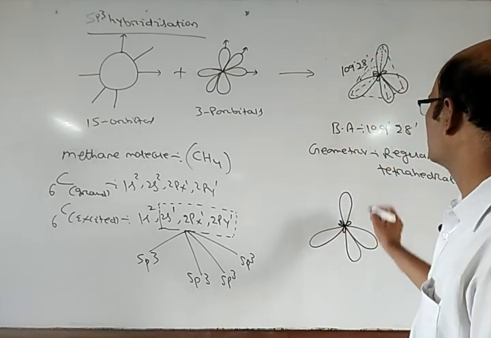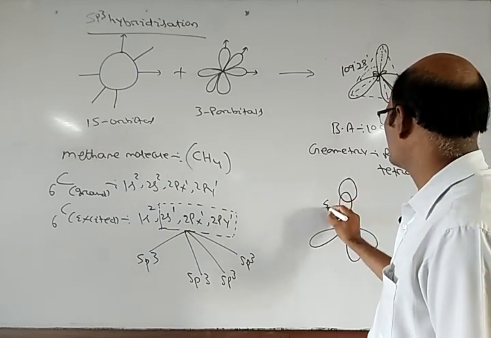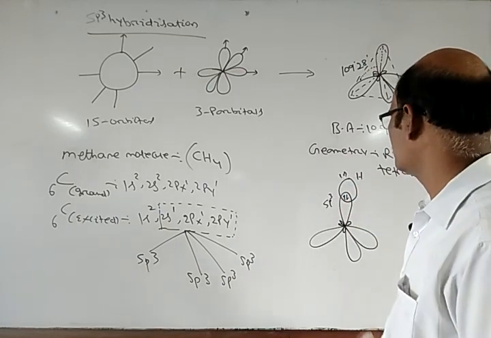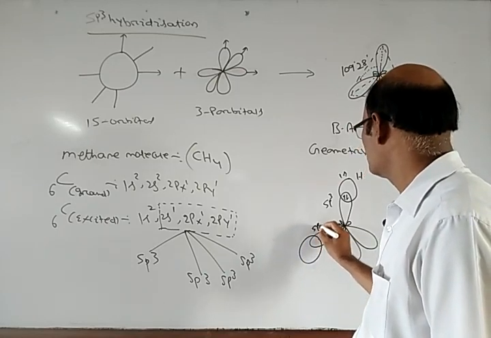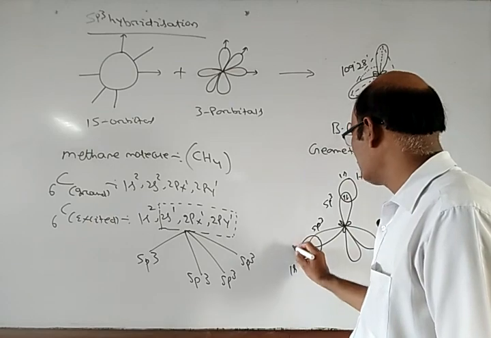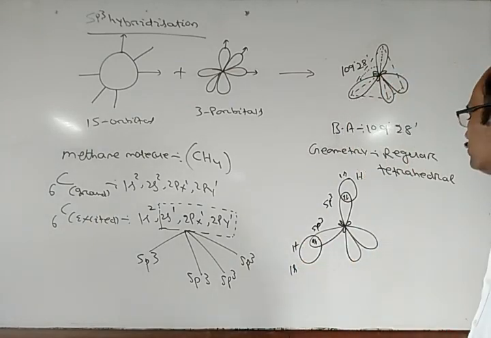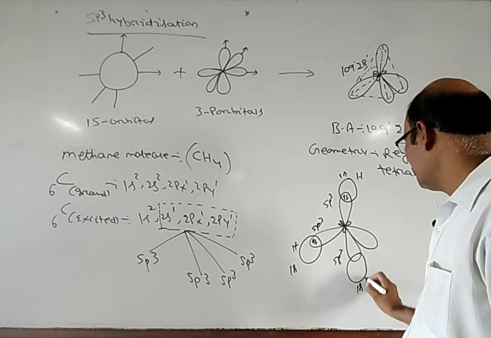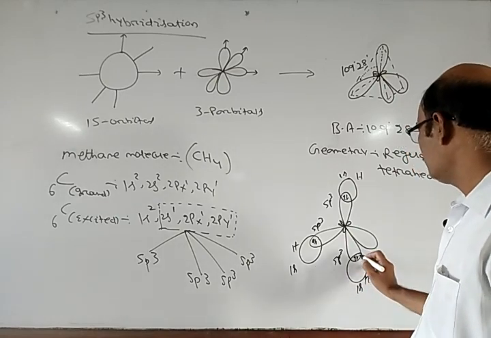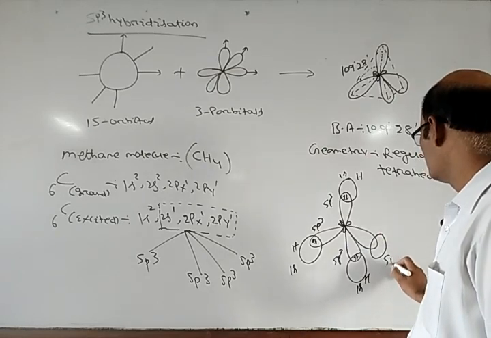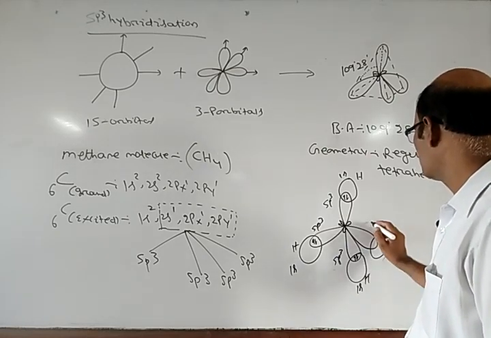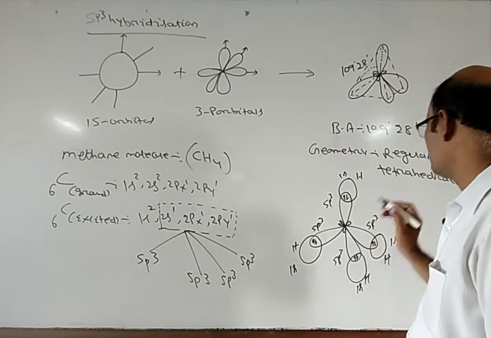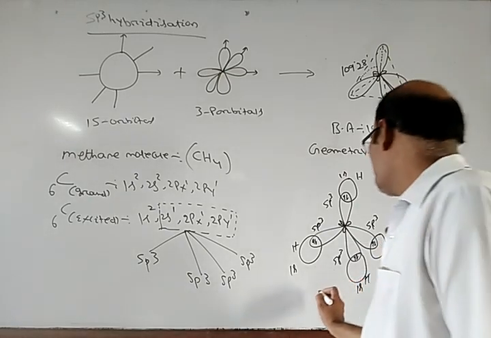Okay, sp3 with 1s of hydrogen, sigma bond. sp3 with 1s of hydrogen atom, sigma bond. sp3 with 1s of hydrogen atom, sigma bond. sp3 with 1s of hydrogen atom, sigma bond. Okay, so this is what your methane molecule looks like.